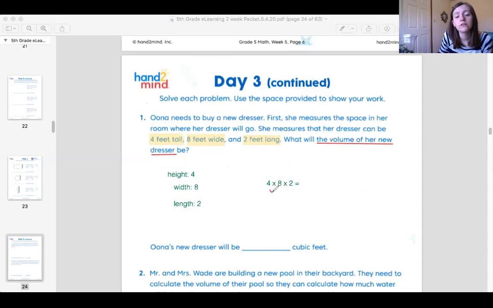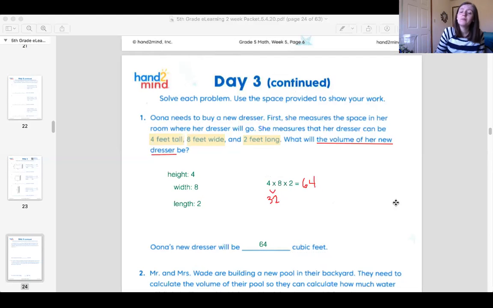I know that 4 times 8 gives me 32. And then if I take 32 times 2, that 2 times 2 would give me 4. 2 times 3 would give me 6. So my answer is 64. My final answer then to this problem is that Una's new dresser will be 64 cubic feet. Which, if you ask me, that's a pretty big dresser. She could fit a lot of clothes in there.